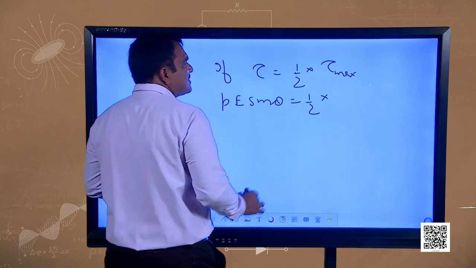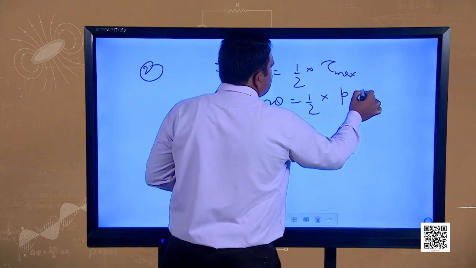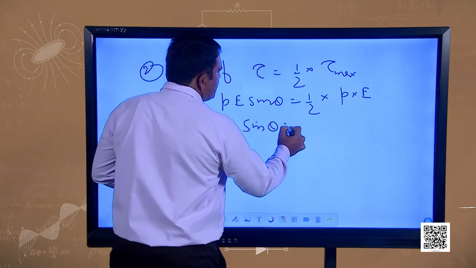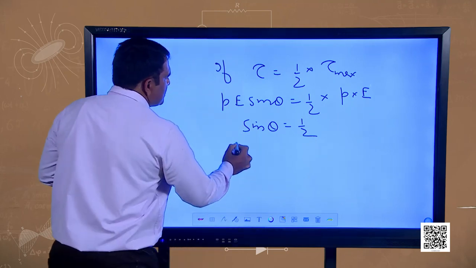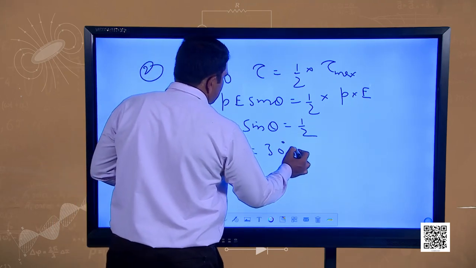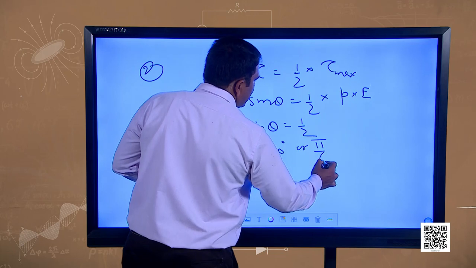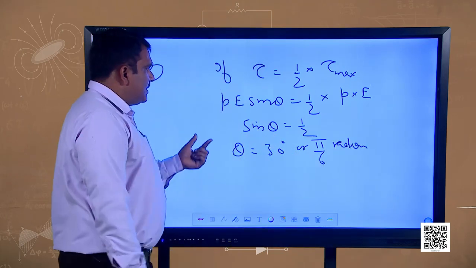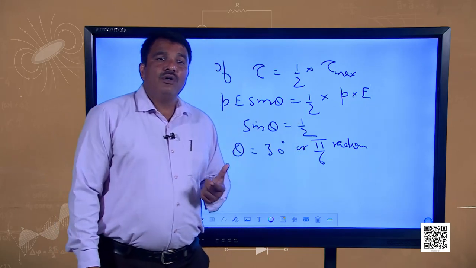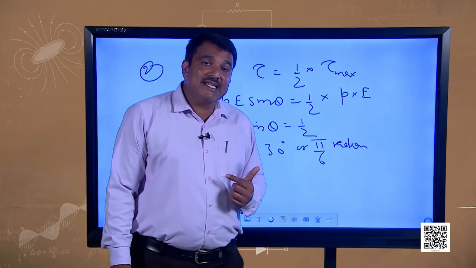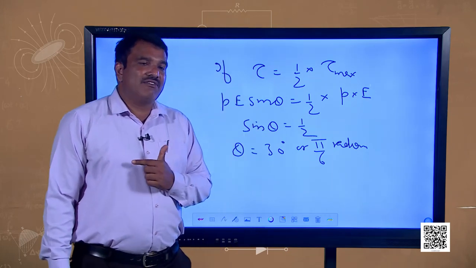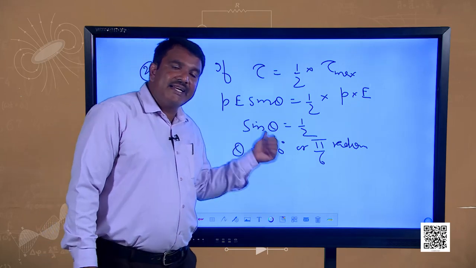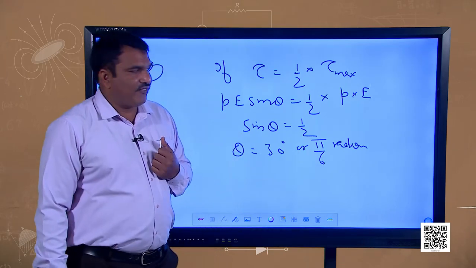And you know what is maximum torque? Maximum torque is PE. So, from here, sine theta becomes 1 by 2, which happens when theta is 30 degree or pi by 6 radian. That means a dipole will experience a torque which is half the maximum value when the dipole moment of the dipole makes 30 degree angle with the direction of electric field.